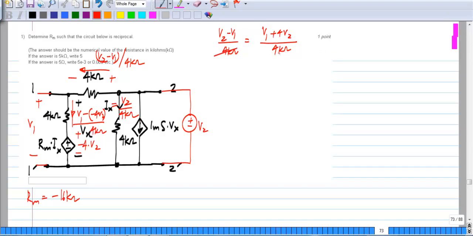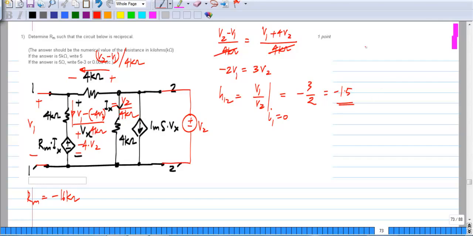Okay. So this goes away and we will end up with minus 2V1 equals 3 times V2. So H12, which is V1 by V2 with I1 being 0, is minus 3 by 2 or minus 1.5.